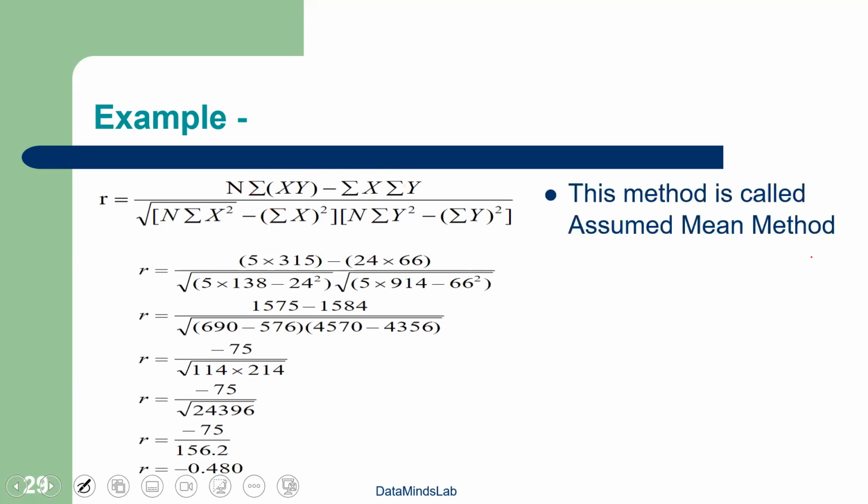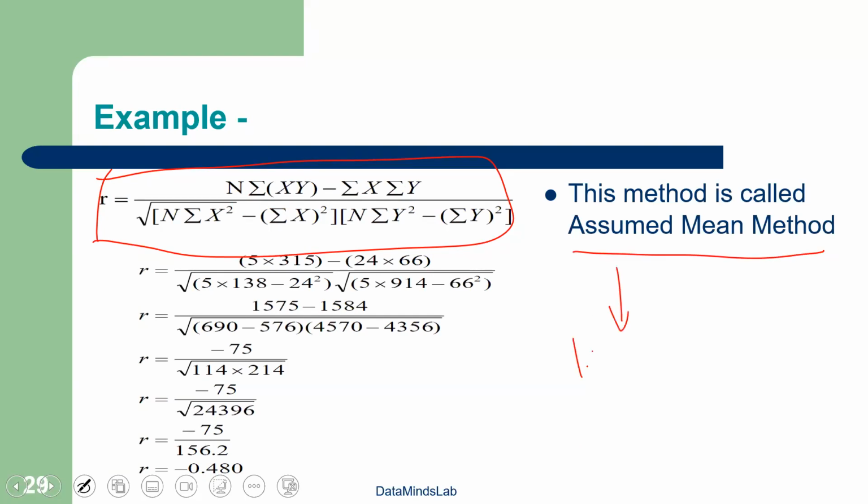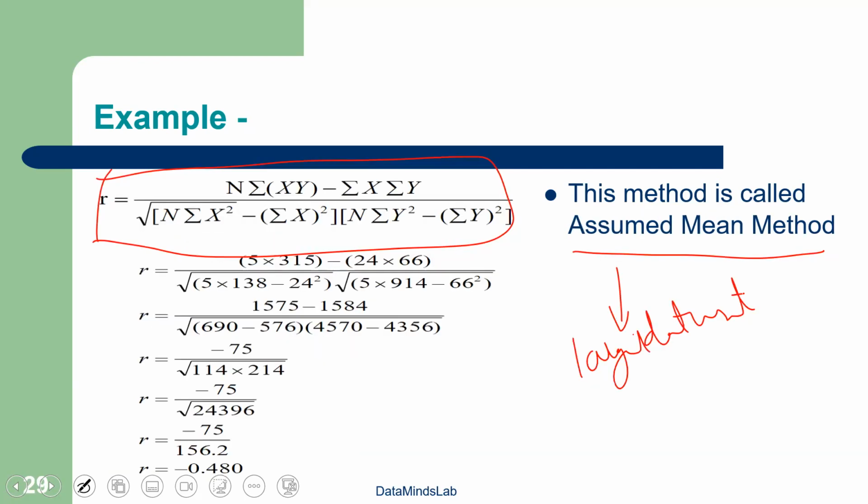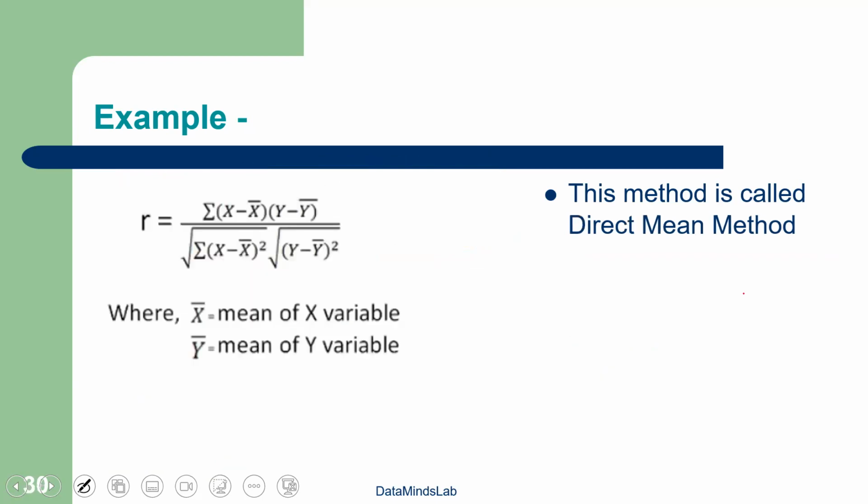Fine. So this method using this formula is called the assumed mean method, and it is usable only when there is a large data set, if you are going with manual calculation. But there is one more method, which is very simple when you are calculating, compared to this formula.